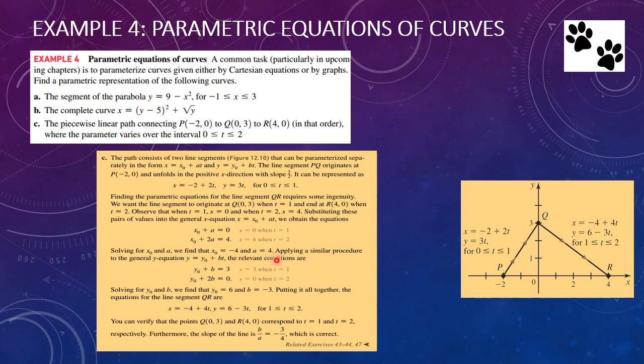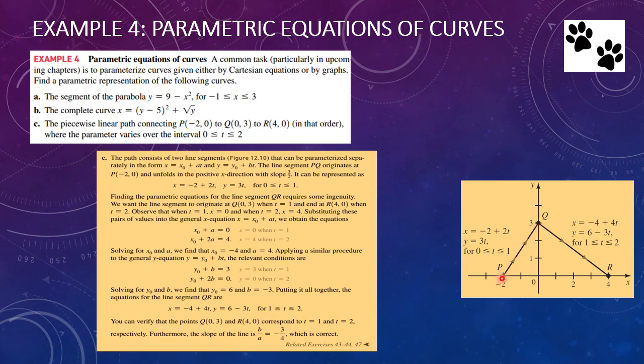and a equals 4. Applying a similar procedure to the general y equation, y equals y sub 0 plus bt, the relevant conditions are y sub 0 plus b equals 3, and y sub 0 plus 2b equals 0, because y equals 0 when t equals 2. Solving for y sub 0 and b, we find that y sub 0 equals 6 and b equals -3. Putting it all together, the equations for the line segment QR are x equals -4 plus 4t, and y equals 6 minus 3t for t between 1 and 2.